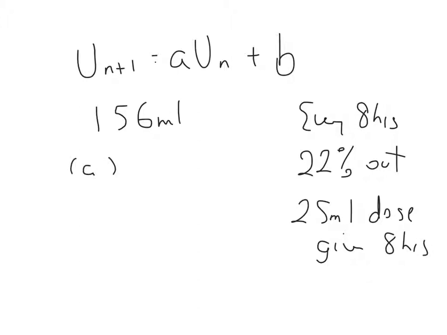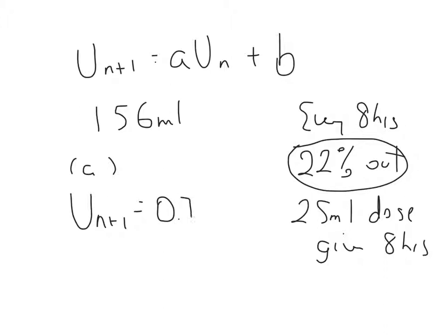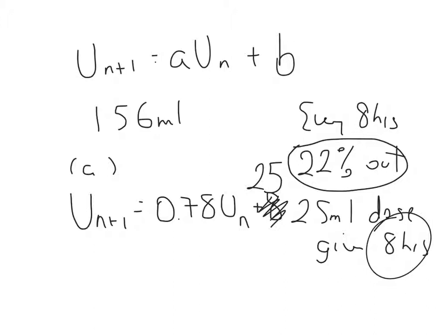Okay, so part A says find the recurrence relation for the amount of drug in the bloodstream. So that would be u_(n+1) equals, well, 22% passes out of the bloodstream, which means 78% remains. And then the constant value that's added in every 8 hours is plus 25. So u_(n+1) = 0.78u_n + 25.